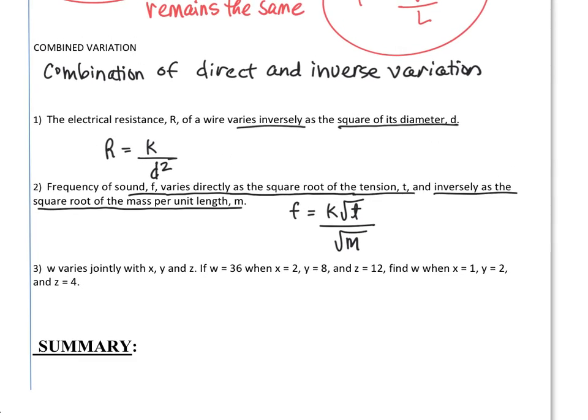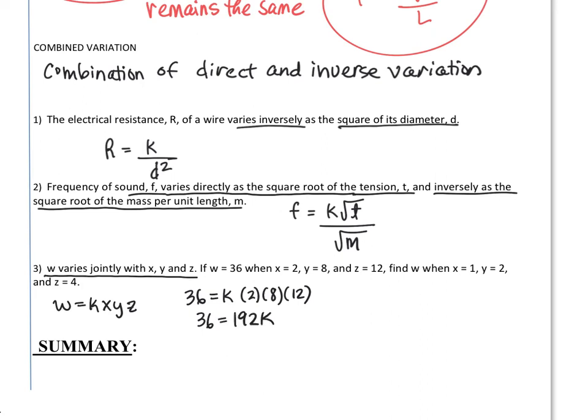W varies jointly with X and Y and Z. If W is 36 when X is 2, Y is 8, and Z is 12, find W when, blah, blah, blah. Okay, so let's write the first one. W varies jointly with X, Y, and Z. So W is equal to K X Y Z. Oh, wow, we got a lot of values here. So we need to find K. So 36 is my W. K, we don't know. X is 2. Y is 8. Z is 12. So 36 is equal to 192K. Divide by that. Ooh, that's a decimal.